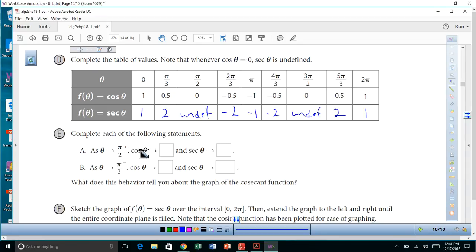All right. So as theta approaches pi over 2 from the positive side, cosine theta approaches 0, and secant theta approaches positive infinity. From the negative side, it still approaches 0, but this approaches negative infinity. All right. What does this behavior tell you about the graph? The graph has an asymptote at pi over 2. Theta equals pi over 2.